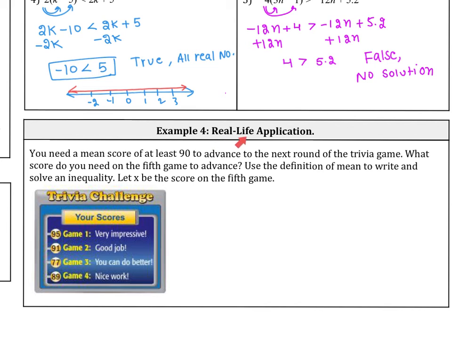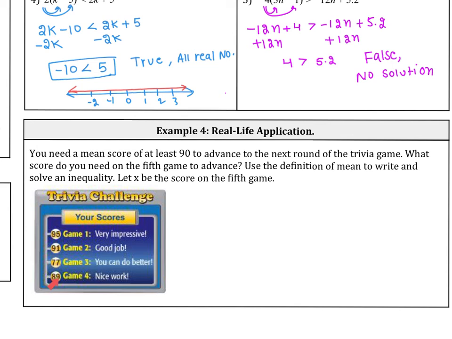Example number 4, real life application. You need a mean score of at least 90 to advance to the second round of the trivia game. What score do you need on the fifth game to advance? Use the definition of mean to write and solve an inequality. Let x be the score of the fifth game. So there are 4 games given to you. In game number 1 you scored 95. On 2 you scored 91. For number 3 you scored 77. And for number 4 you scored 89.